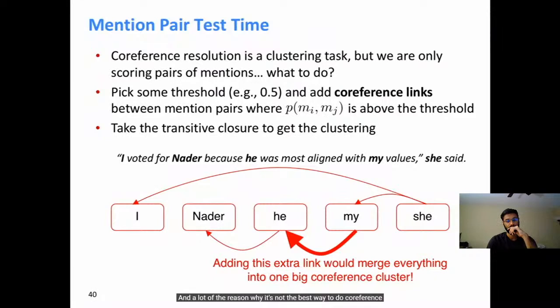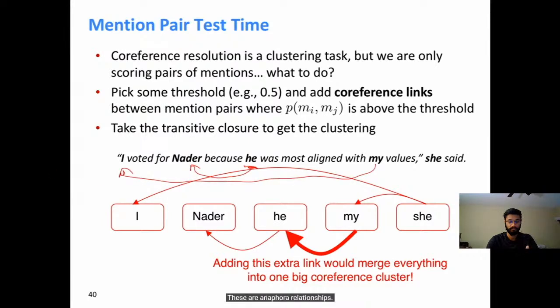A lot of the reason why it's not the best way is because we have this phenomenon of anaphora, where we have textual dependence. A lot of the time, we're not really wanting to make all coreference decisions. We'd like to make the anaphora decisions of textual dependence. So we'd like to say that he is dependent on Nader, and my is dependent on I. These are anaphora relationships. So we'd like to just choose one example of this anaphora relationship.